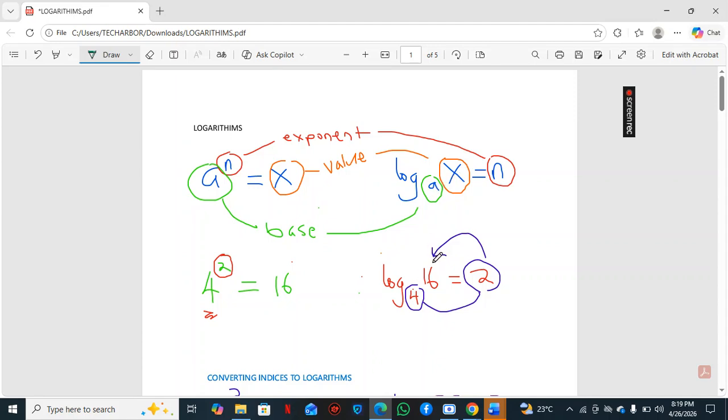As you can see, here the value was 16, here the value is 16. The exponent is 2, also here the exponent is 2. The base is 4, and you can see here the base is 4.